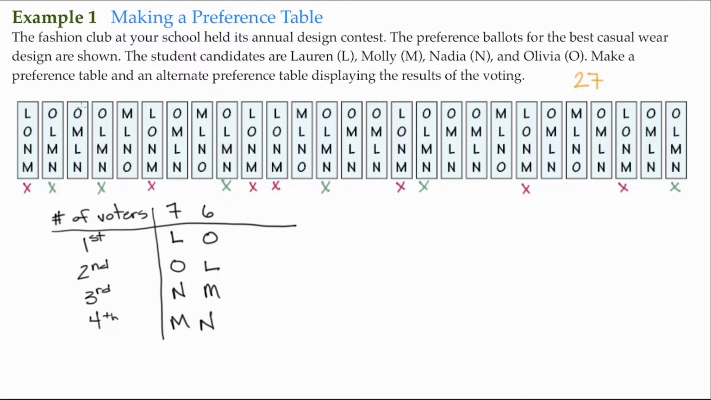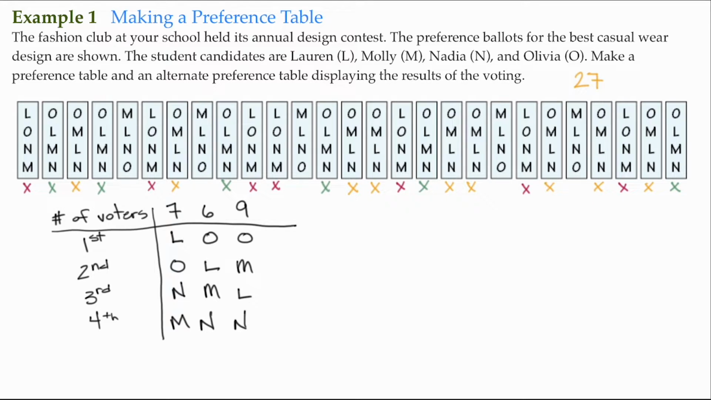We'll move on to the next one here. This is O-M-L-N. Olivia first, Molly second, then Lauren, then Nadia. So here's one here. 2. Here's a third one and a fourth one. 5, 6, 7, 8, and then 9. So here we have 9 ballots cast, or 9 voters, who ranked Olivia first, then Molly, then Lauren, then Nadia.